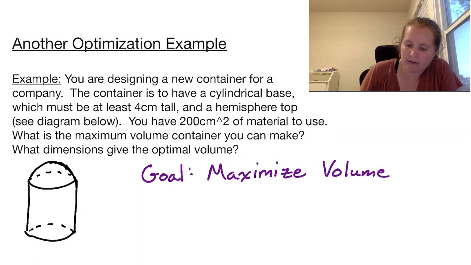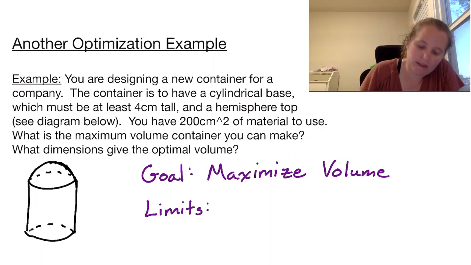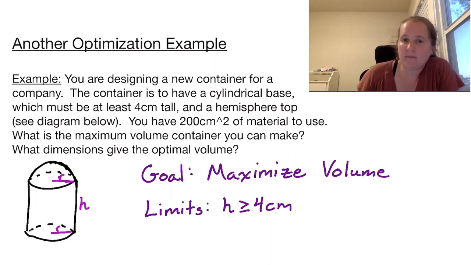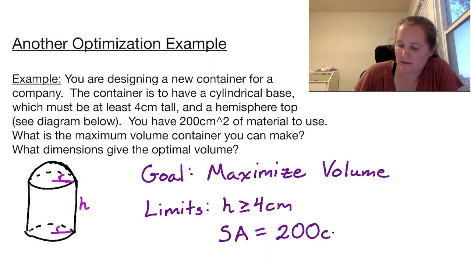Some limits we have. The height is at least 4 centimeters. So I'm going to go ahead and label the height H. And then I'm going to label the radius while we're at it. So the limit is that the height is greater than or equal to 4 centimeters. And we also have that the surface area is 200 square centimeters.